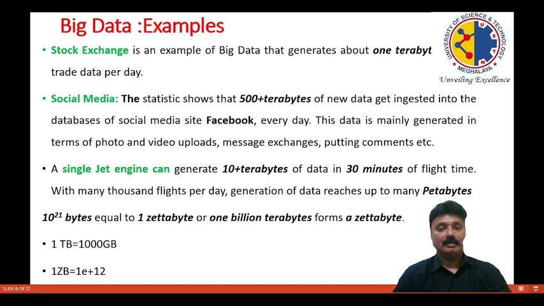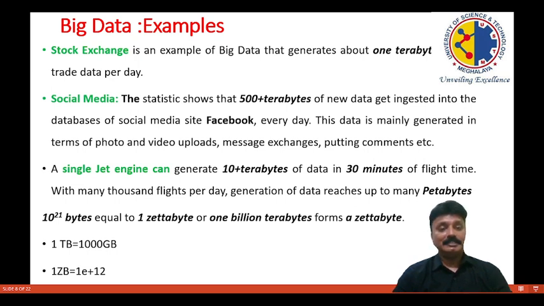in social media. For example, on Facebook we use Facebook Messenger and these messages take up data, and we upload photos, share some information and upload videos. All this information takes a huge amount of data in the storage.